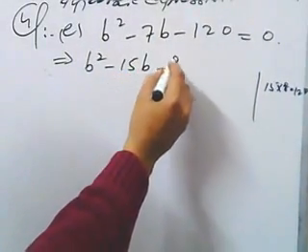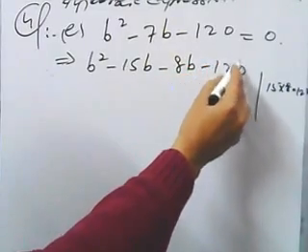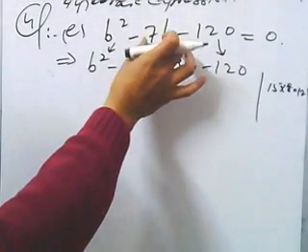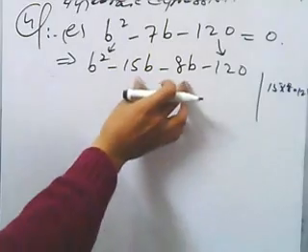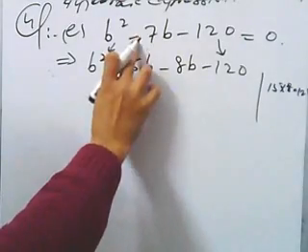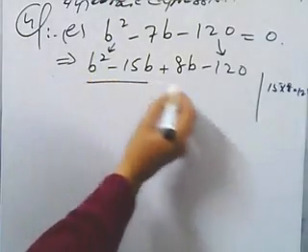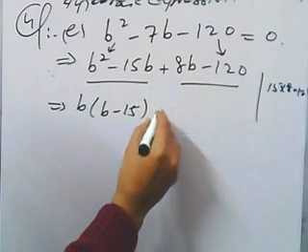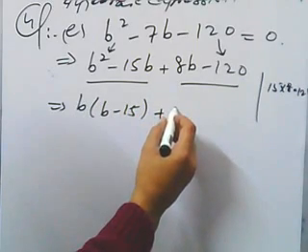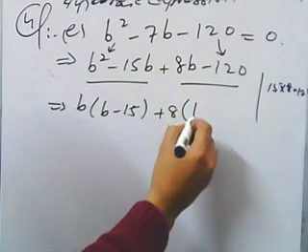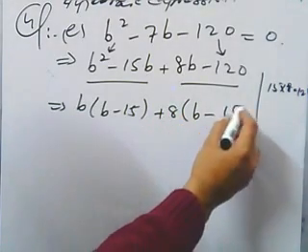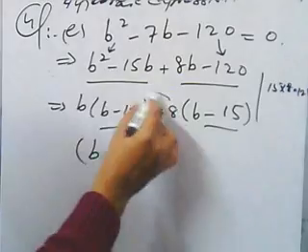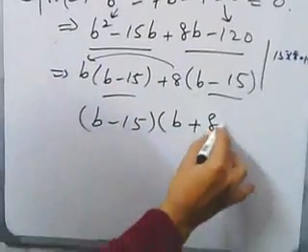So 15b and 8b, 120 we have to write, and for b square we make the factors. 15 times 8 is 120, and after subtraction you will get minus 7. So it should be positive, and make the pairs. By a similar method you can solve these. We have solved so many times by the same method. So you take common b minus 15. So b minus 15 is common here, and write down b plus 8.